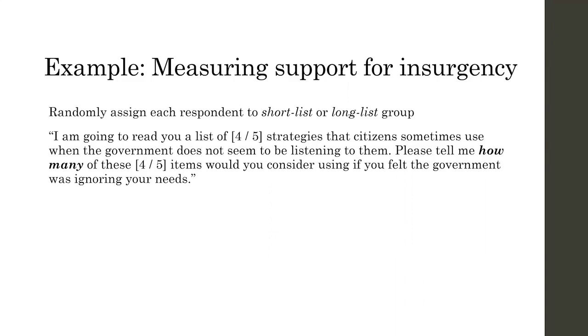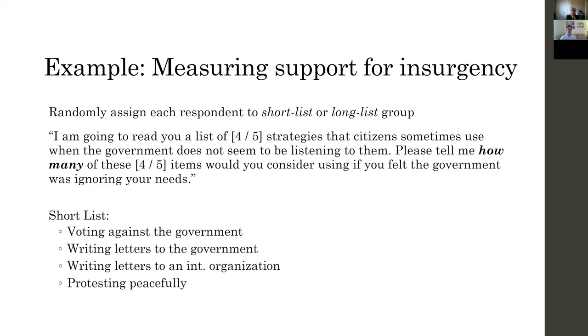I'm going to read you a list of 4 if you're in the shortlist group, or 5 if you're in the long list group, strategies that citizens sometimes use when the government does not seem to be listening to them. Please tell me how many of these 4 or 5 items you would consider using if you felt that the government was ignoring your needs.